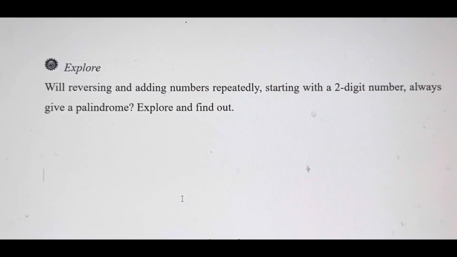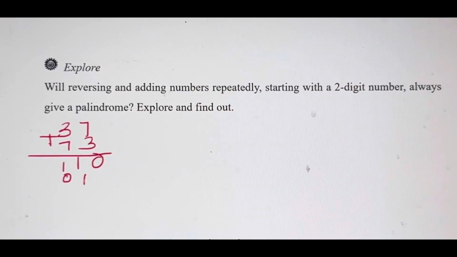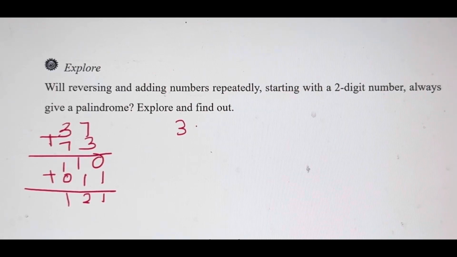So let us explore whether reversing and adding numbers repeatedly, starting with a 2-digit number, always gives a palindrome. Let us try with a few numbers. Suppose I take 37. I'm taking one or two examples; you can take your own. So 37 is the number. The reverse is 73. If we add, we get 0, 1 carried, so this will be 110. It's not a palindrome, so let us reverse and add it. 011. Now if we add these two numbers, we get 121. We got a palindrome.